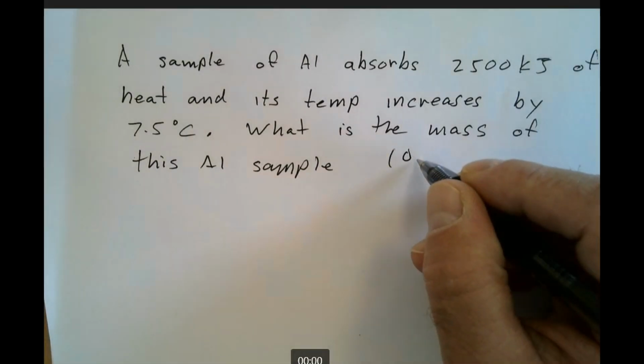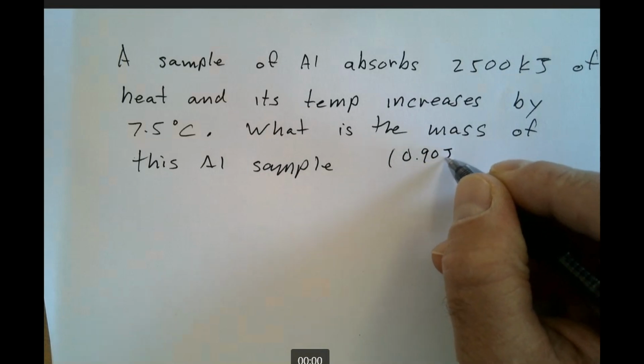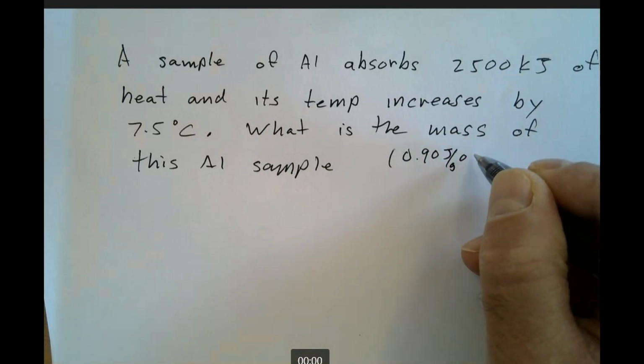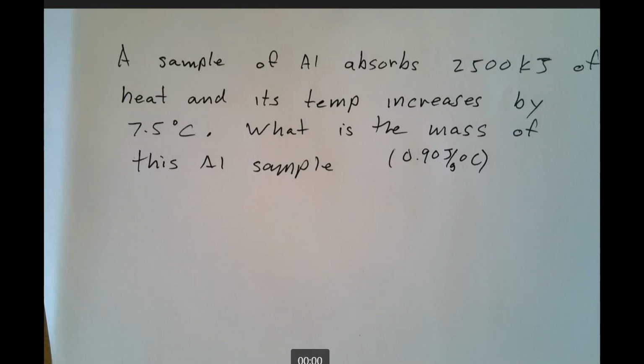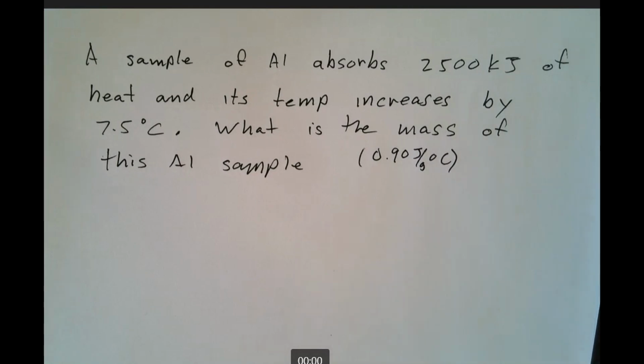So a sample of aluminum. Aluminum's like 0.90 joules per gram per degree C. The sample absorbs 2,500 kilojoules of heat and its temperature increases by 7.5 degrees Celsius. What is the mass of the aluminum sample?